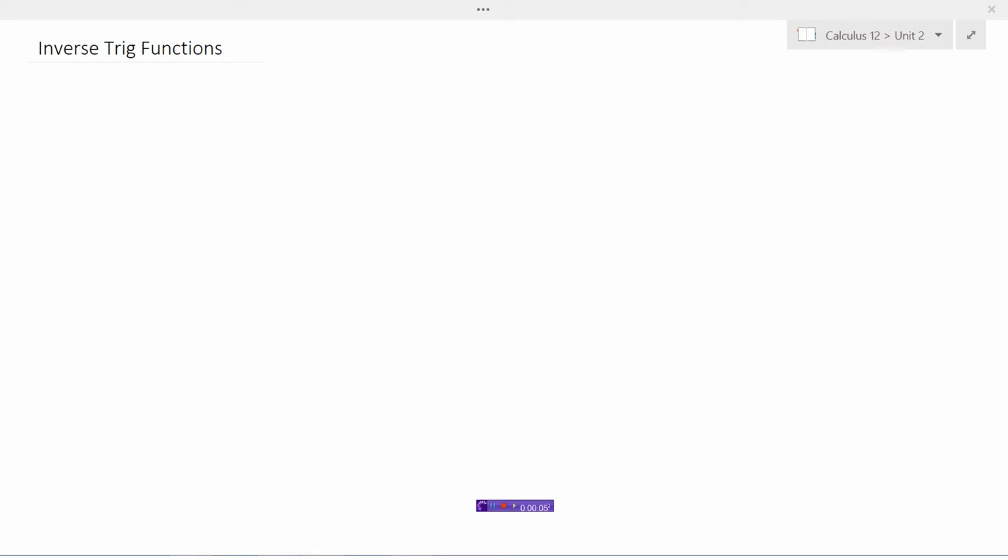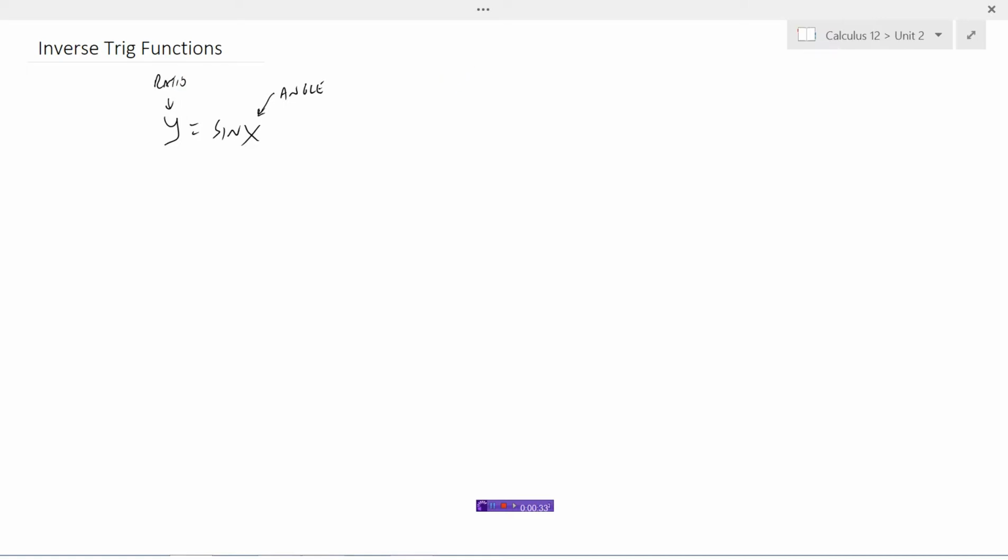We're going to take a look at inverse trig functions. So let's start with our function y equals sine x. This is a function that you've seen before. X here is our angle, and y here is our ratio, the opposite over hypotenuse ratio in our triangle.